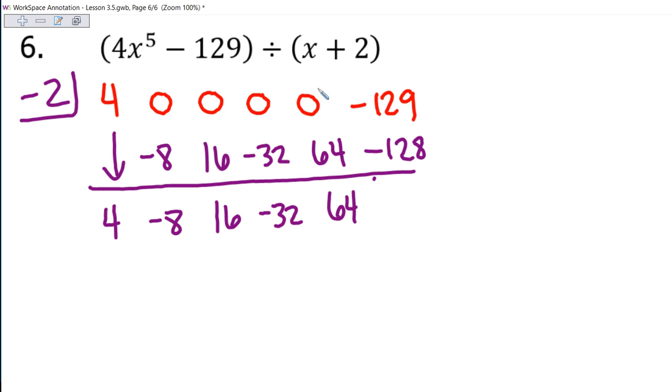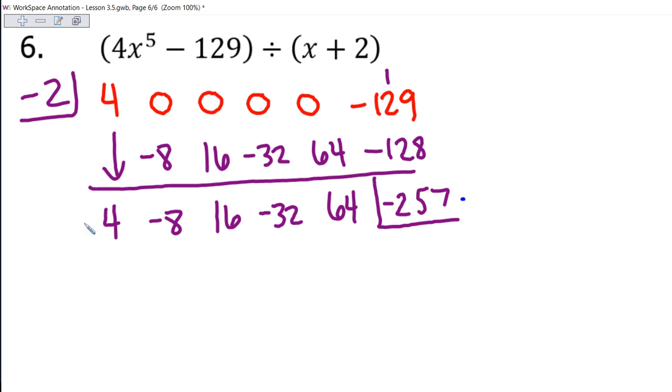Now when we add these two, negative 129 plus negative 128, we get negative 257. Now when we write our answer, drop it a degree. So if we start with x to the 5th, this would be x to the 4th, x to the 3rd, x to the 2nd, x, constant. Remember, this last number is always your remainder.